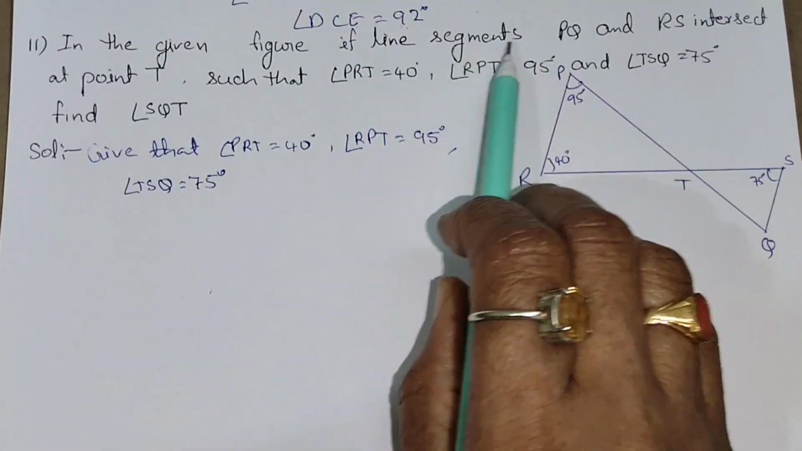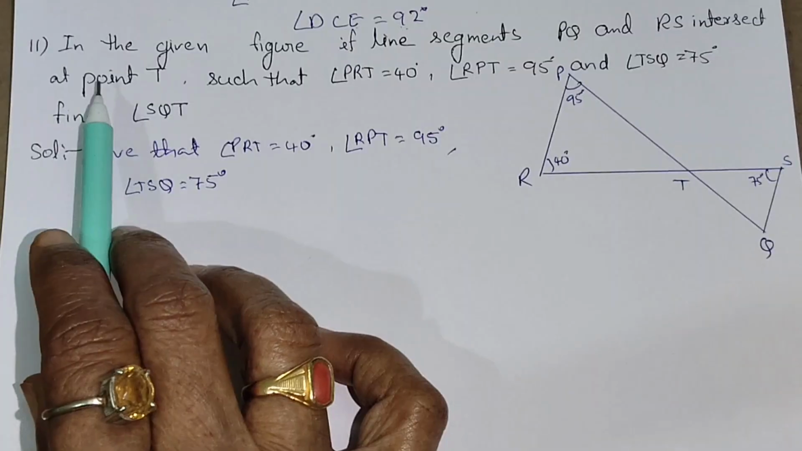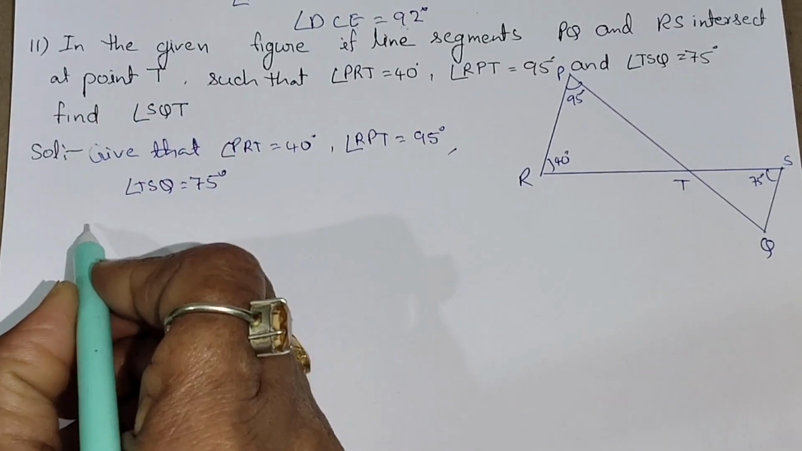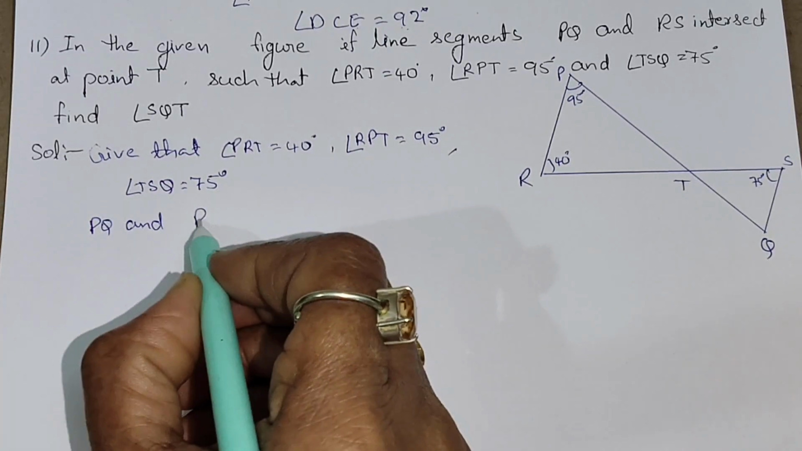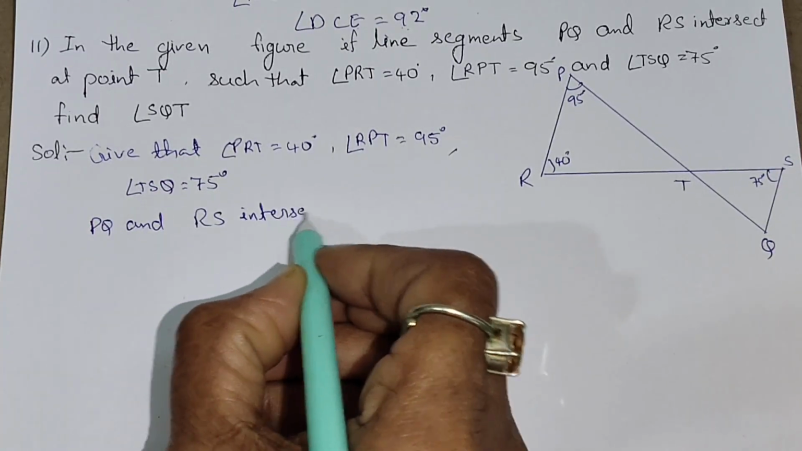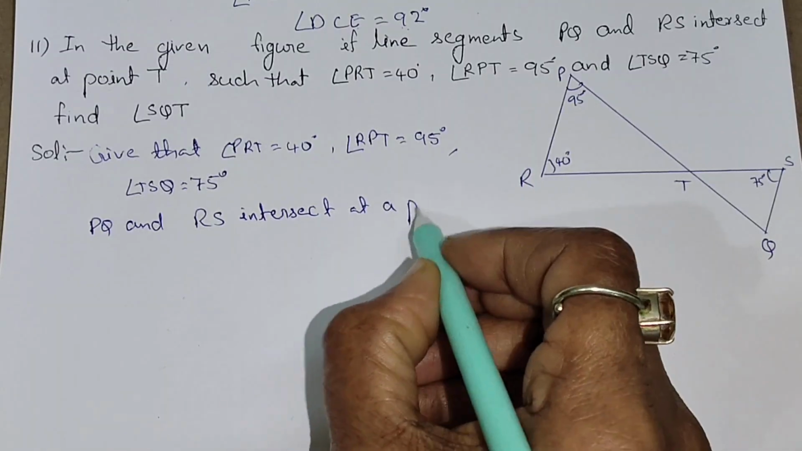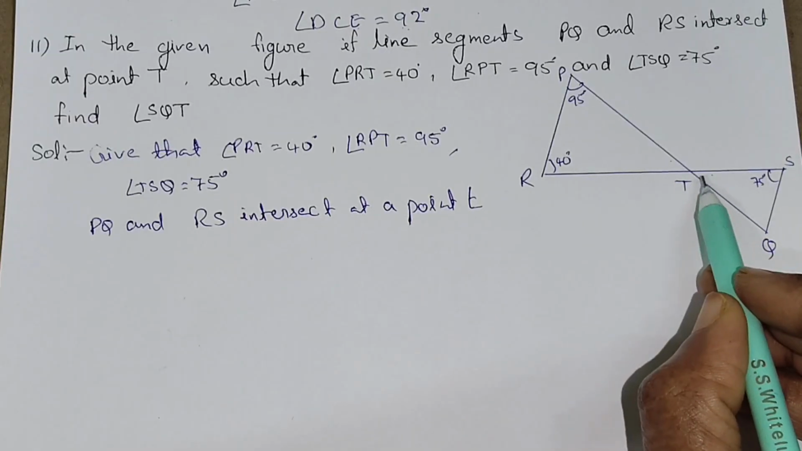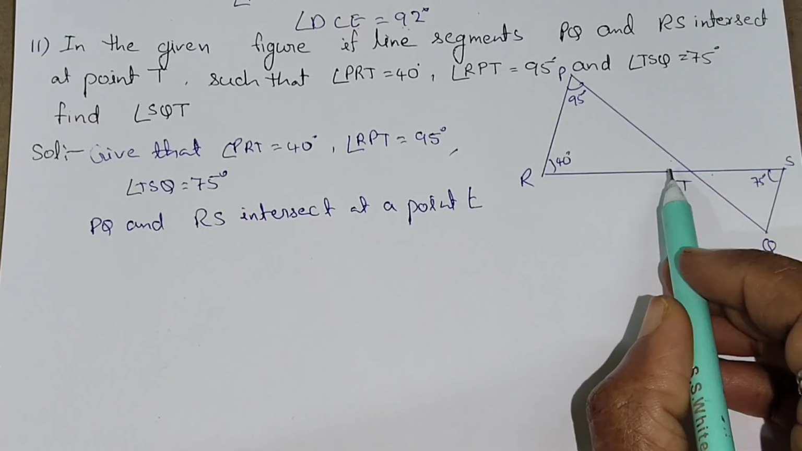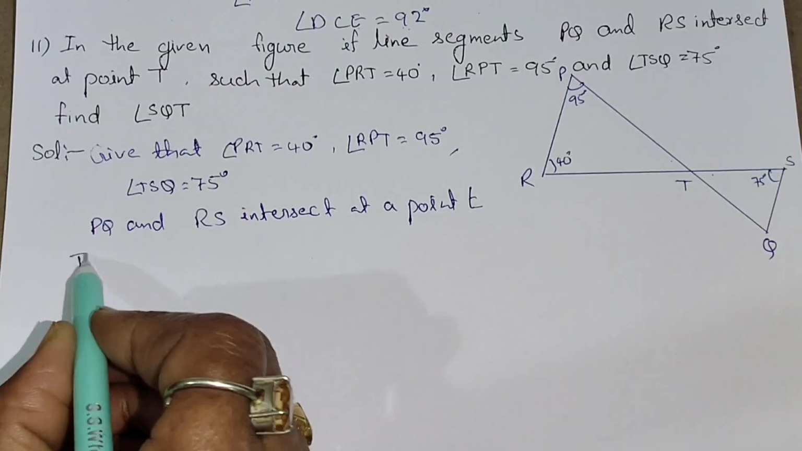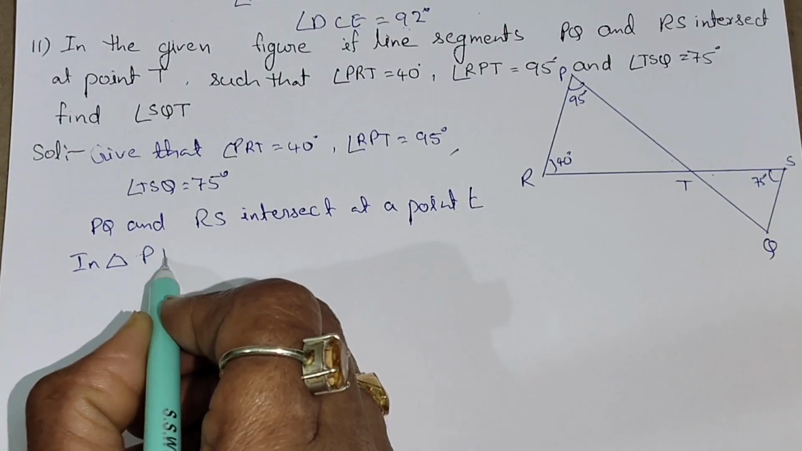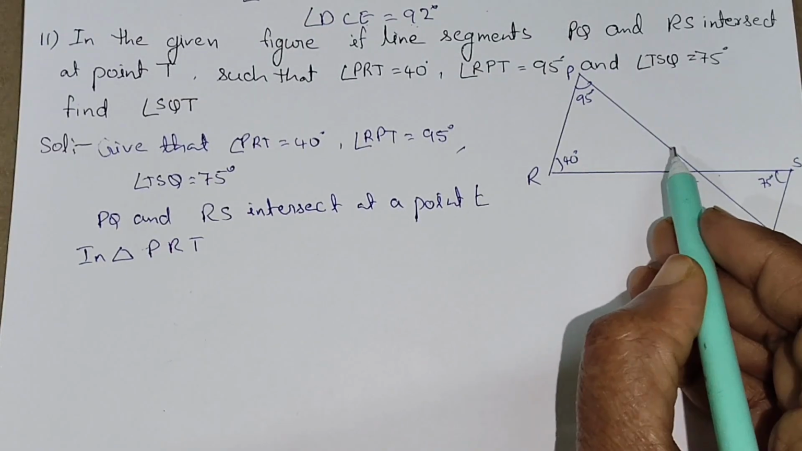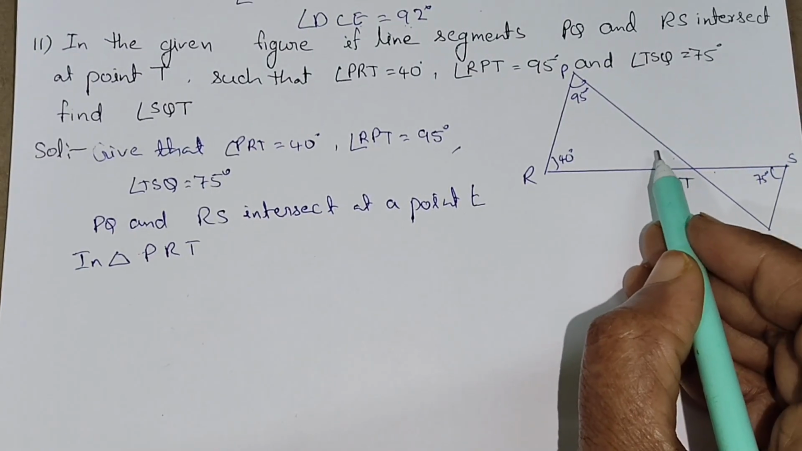Next, in the given figure, line segments PQ and RS intersect at a point T. So T is the intersecting point. Now we take triangle PRT. In triangle PRT, two angles are given, we find the third angle. So we use the angle sum property.